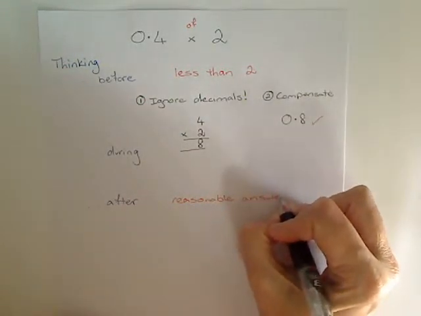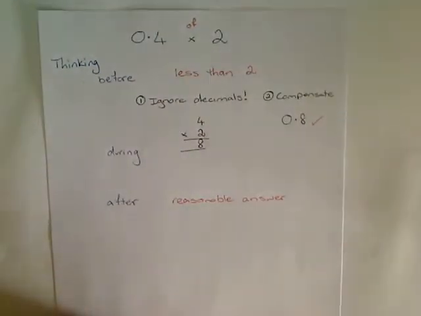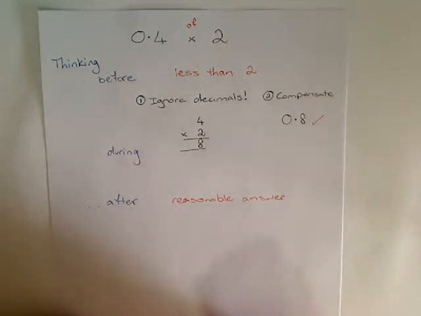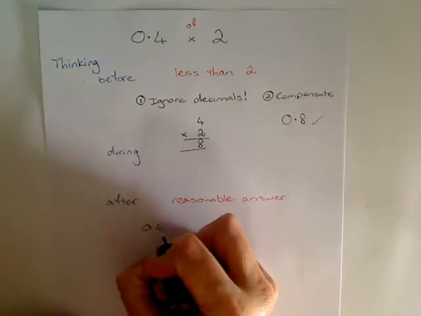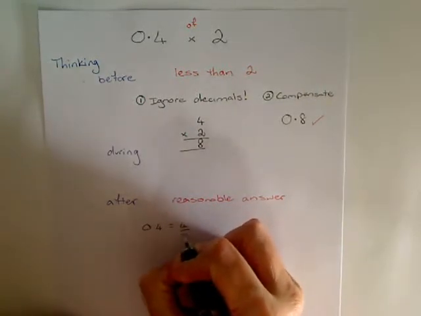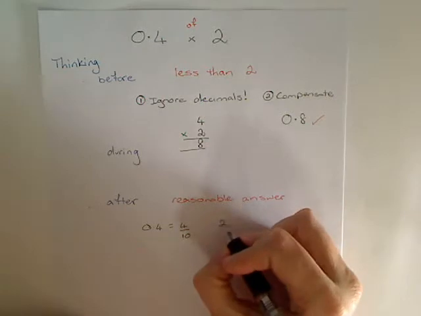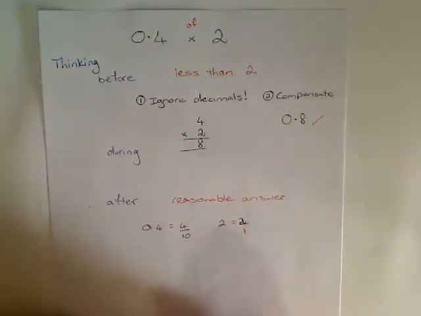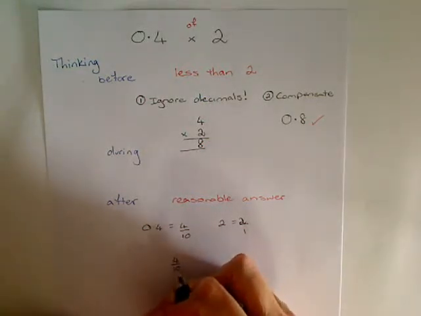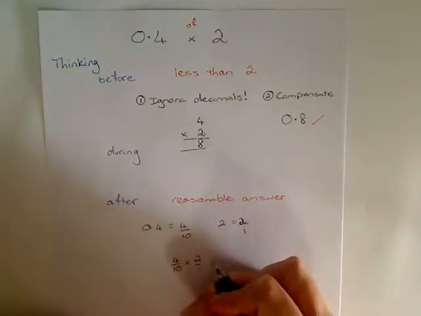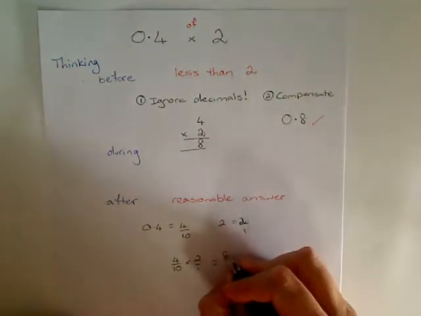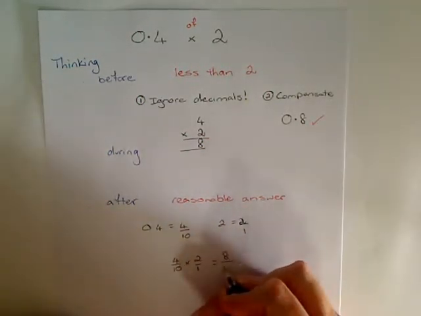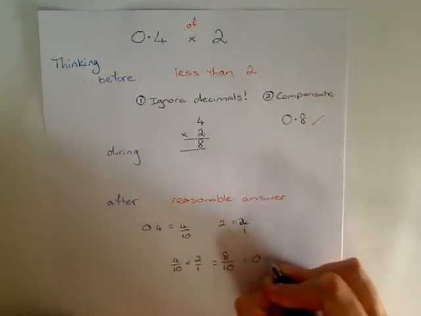Now, if you want to really be sure, if you're not quite content with what you've done and you want to make sure you've done it well, or if a student wants to see a different way to do it, you can also think of 0.4 as 4/10. And you can think of 2 as a fraction of 2 over 1. And if I was to multiply those together, I would get 8 in my numerator and 10 in my denominator, or 0.8.